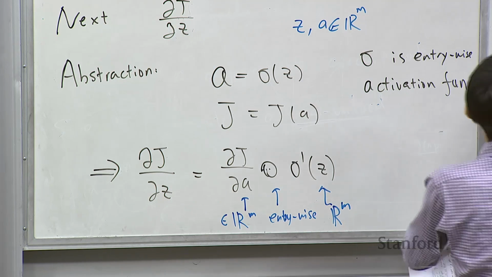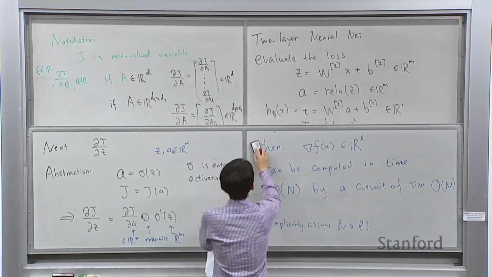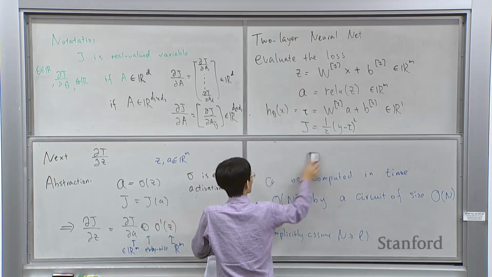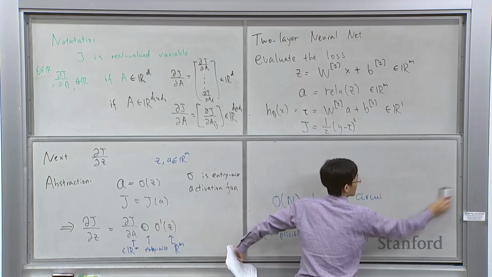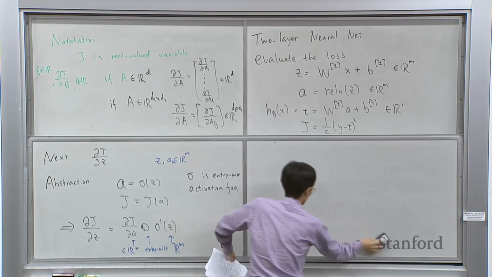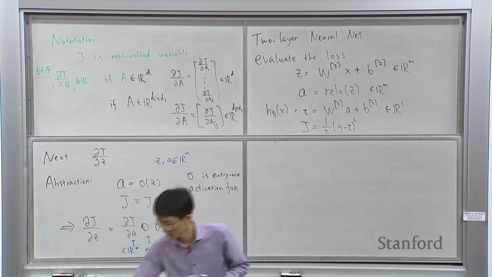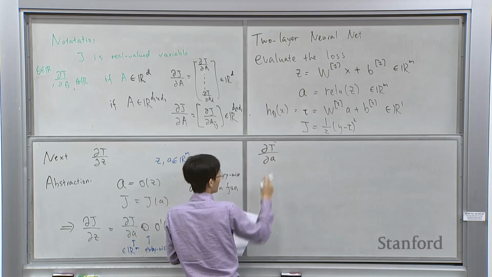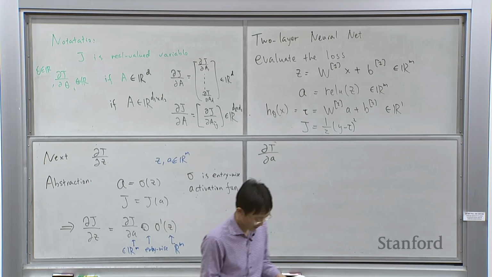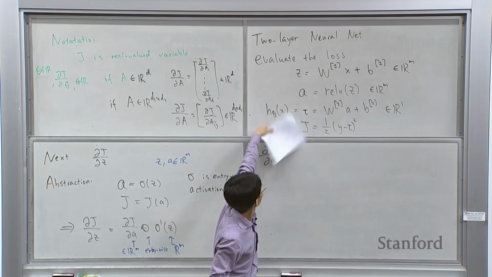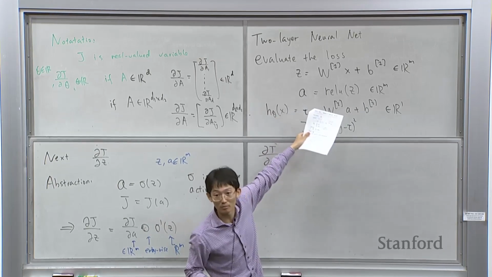Okay, so next, let me try to deal with dJ over dA. How do I deal with dJ over dA? I'm going to, again, abstractify this part of the computation in some abstract form.